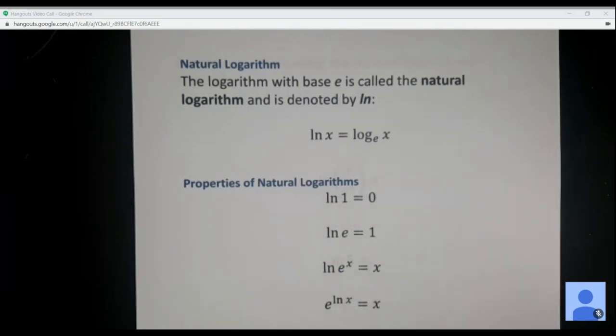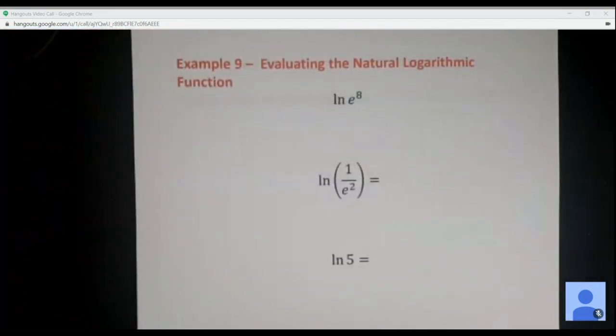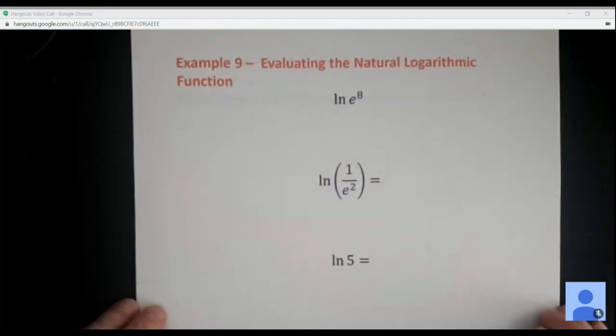Would anybody like more time on that slide? All right. Let's take a look at these. We're going to find the natural log of e to the 8th power.